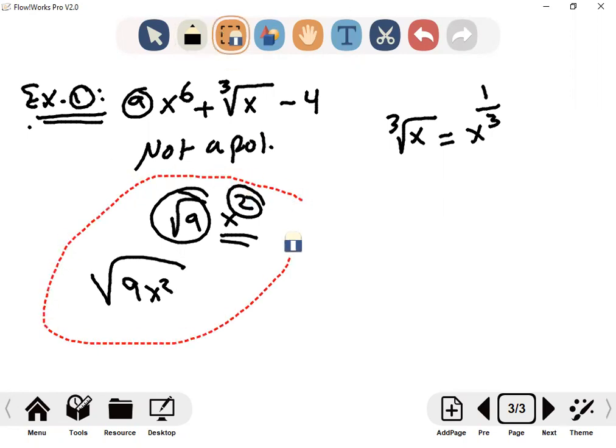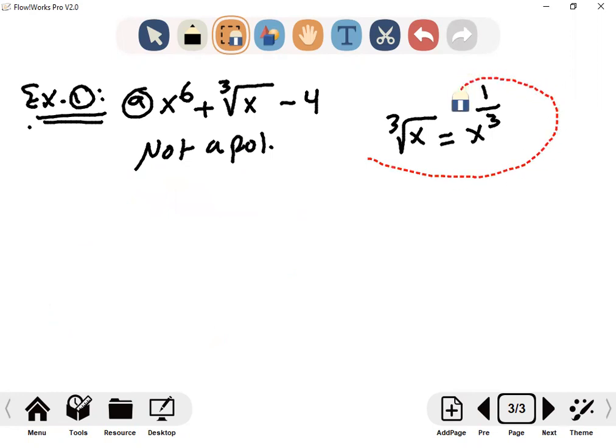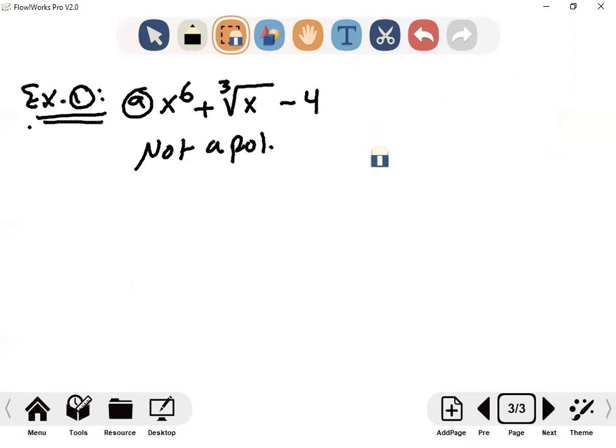So part A, it is not a polynomial. Why? Because we have a fraction. See the fraction here? The root is fractional. It is a ratio. It is a rational power. You took that before. Rational powers, right? Yeah.